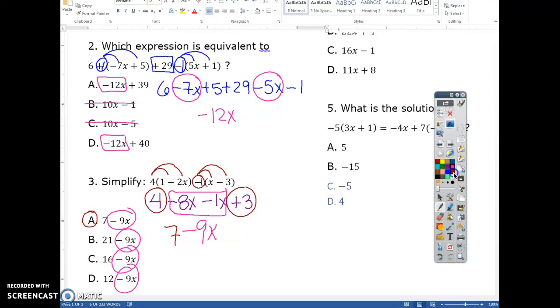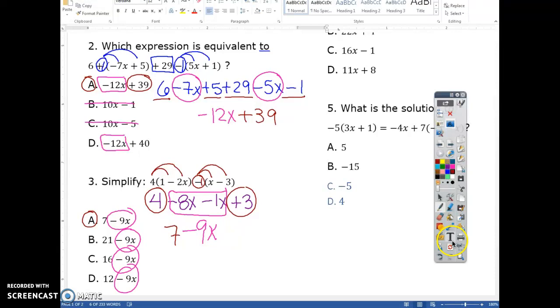And then the rest of it you combine 6 plus 5 plus 29 minus 1. Positive 39. The answer is A, the one with the 39, not with the 40.